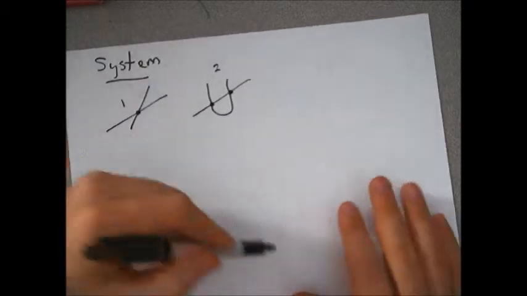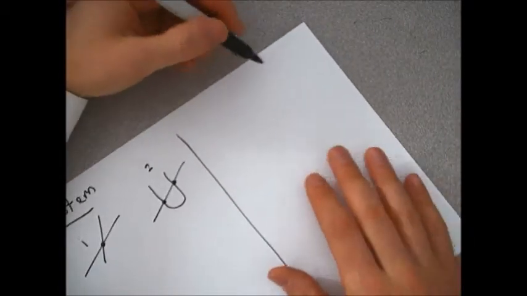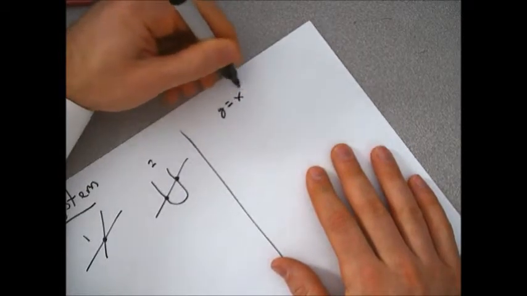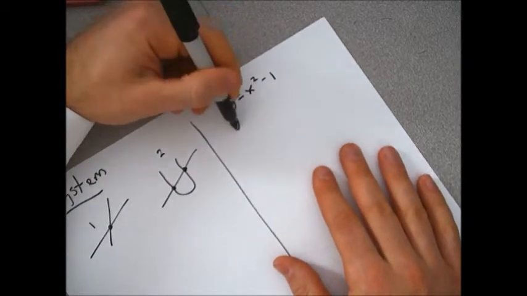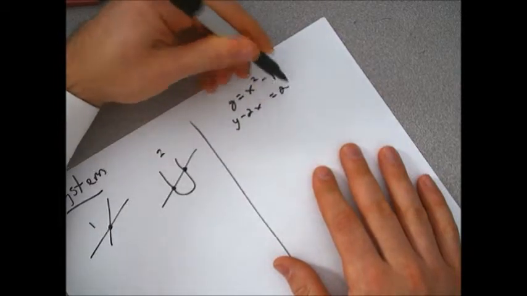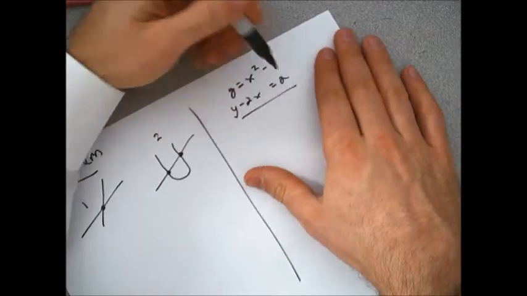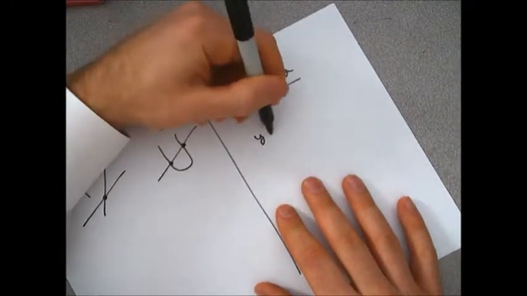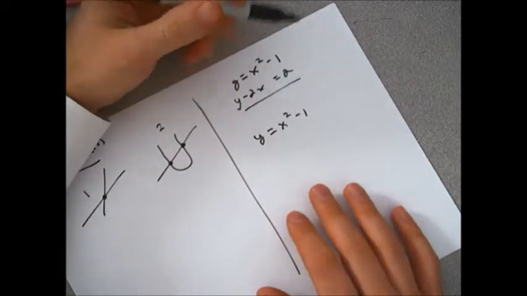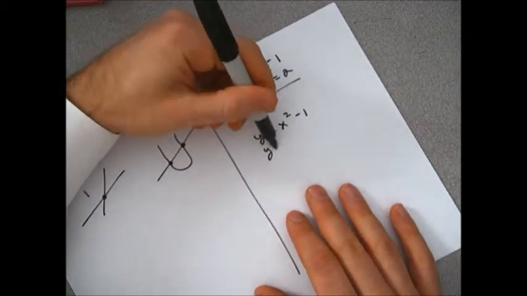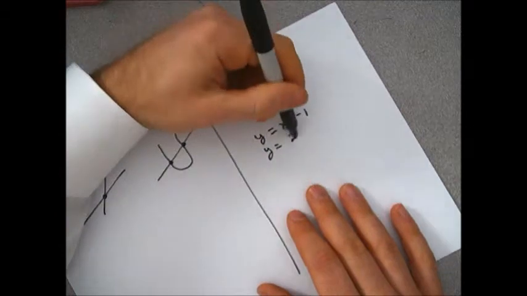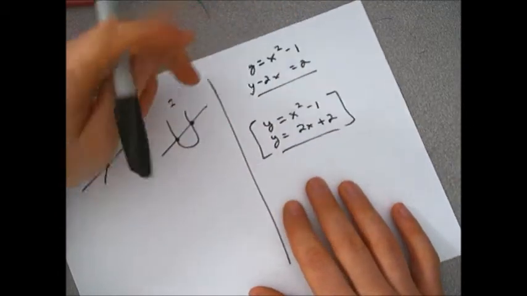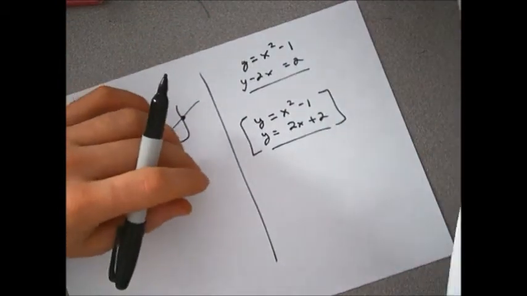So let's say we have y equals x squared minus 1, and y minus 2x is equal to 2. The first thing you want to do is solve both lines for y, and in the first one that's already done, so I'm going to rewrite this, y equals x squared minus 1, and in the other line it's going to be y is equal to, we add that 2x over, 2x plus 2. So now these are my 2 equations.